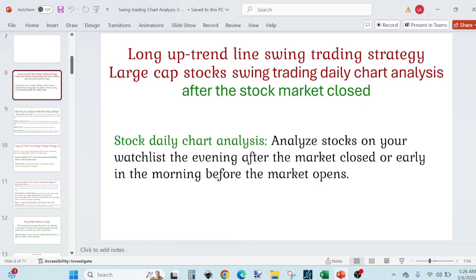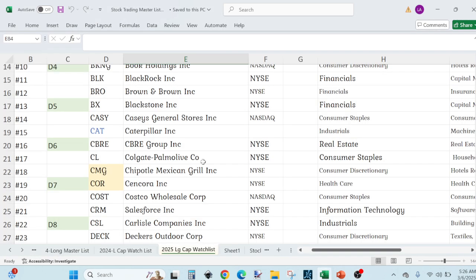How do you do swing trading daily chart analysis of large cap stocks, upward large cap stocks, if you are using a long swing trading strategy? You open your watch list of stocks, and here we have our upward large cap stocks, and we are going to analyze 3 stocks from the list.